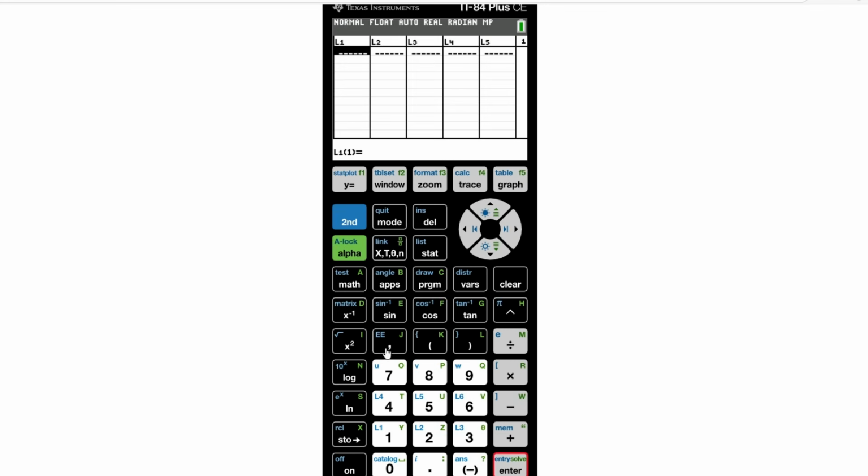Literally go ahead in list 1, go from 1, press enter, 2, 3, 4, 5, and then do the same for the other list. So essentially, we've just told the calculator our entire table, and now we're going to ask the calculator to give us the correlation coefficient.